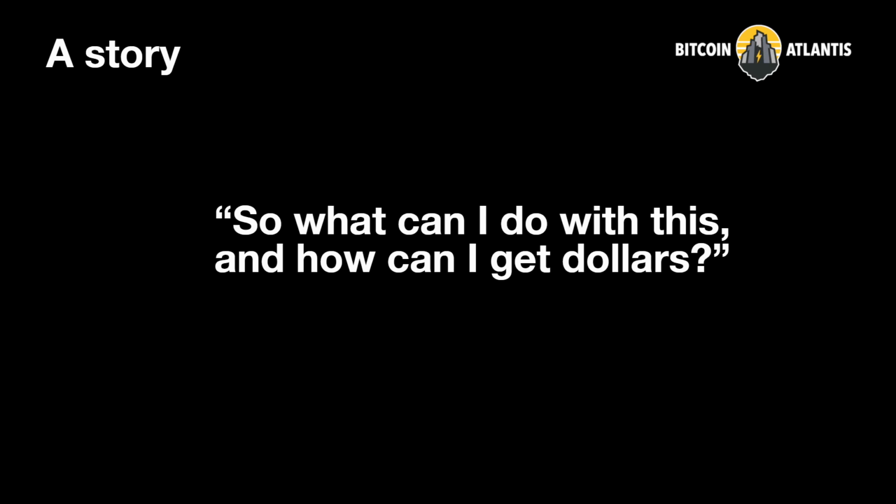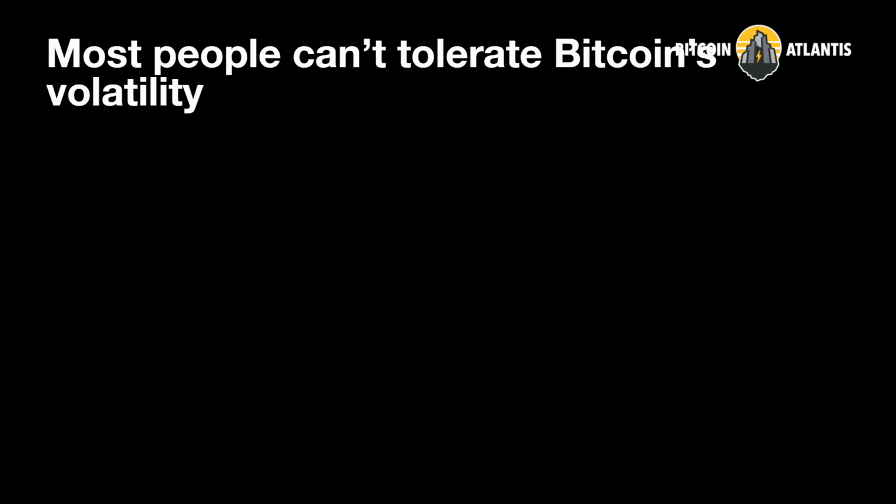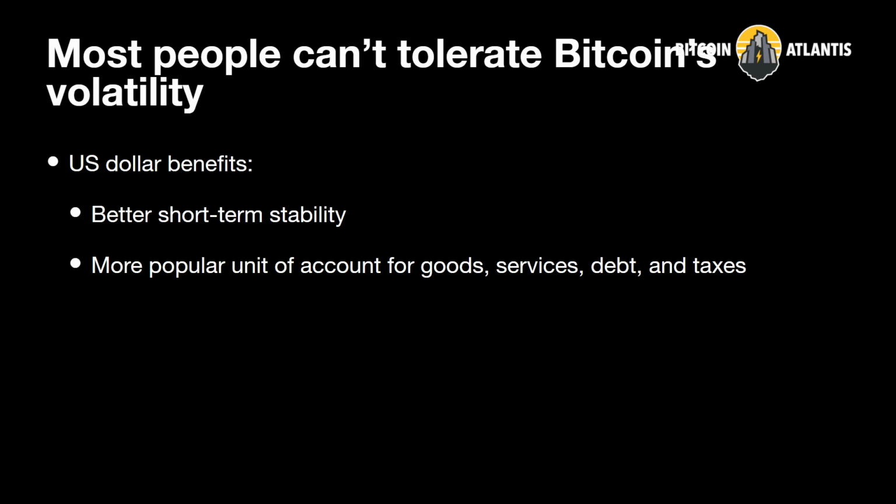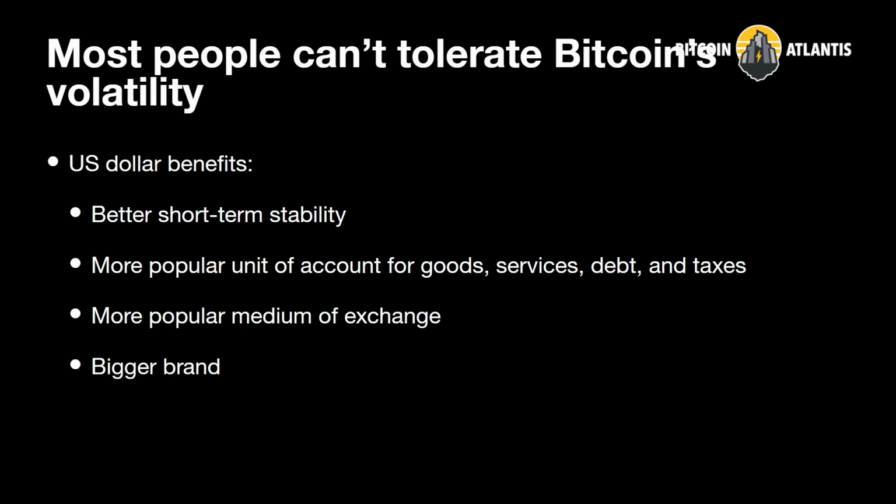You might have a common experience with a number of people around the world. The fact of the matter is that the dollar's the bigger brand. Dollars have more liquidity. For most people, they can't tolerate Bitcoin's volatility. So there are a lot of benefits to dollars over Bitcoin, right? Dollars have better short-term stability. They're a more popular unit of account for goods, services, obviously debt, and for U.S. citizens, taxes as well. They're definitely a more popular medium of exchange, and they're a bigger brand than Bitcoin. These are just plain facts that we don't need to avoid, and we can embrace those.